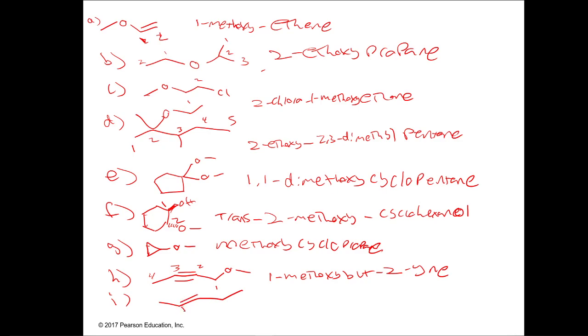Double bond here. Methoxy there. Okay, so I'm supposed to start here. 1, 2, 3, 4, 5. So that's a pentene. So it's 2-methoxy pent-2-ene.